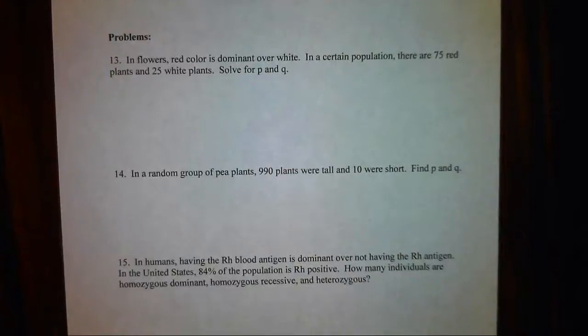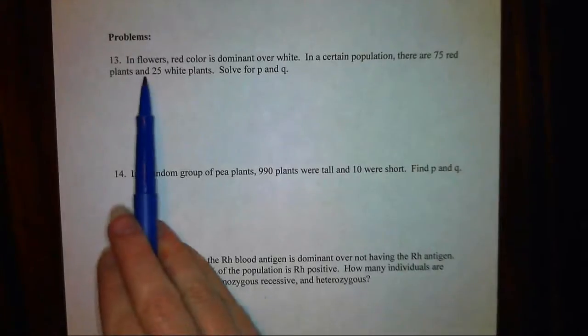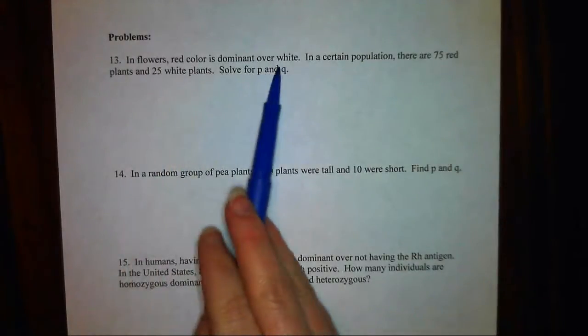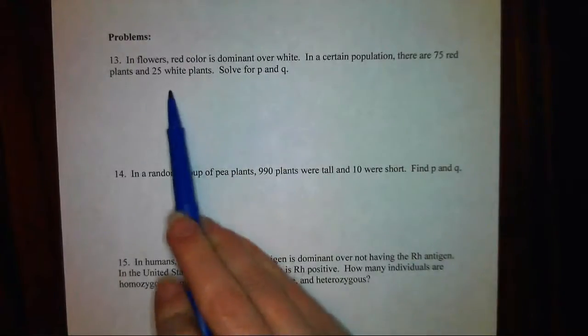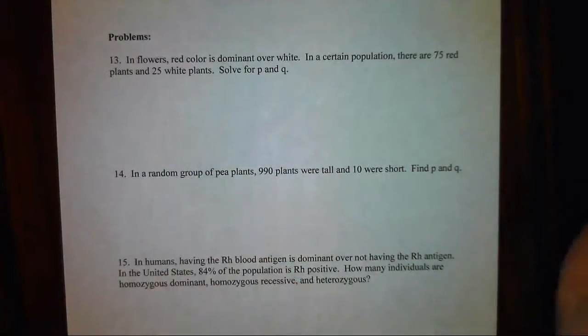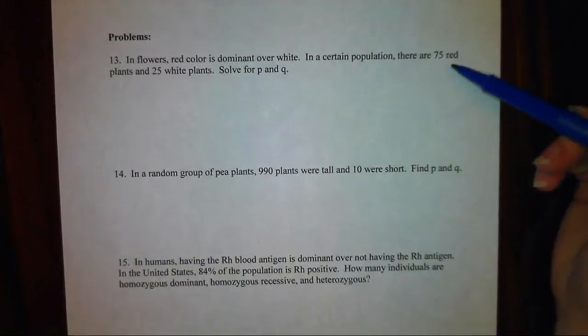Okay, now I'm going to start working some Hardy-Weinberg problems. In our first situation, it says in flowers, red color is dominant over white. In a certain population, there are 75 red and then 25 white plants. Hopefully you're thinking to yourself, well, the 75 red, they can either be red by being homozygous dominant, or they can be red by being heterozygous.